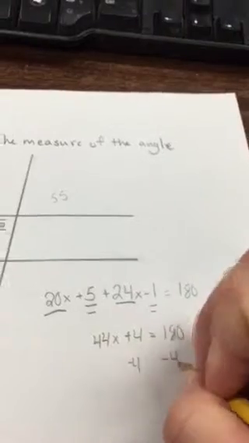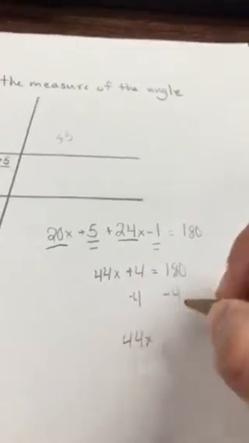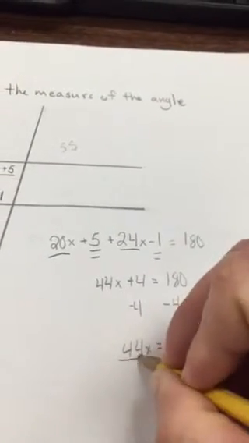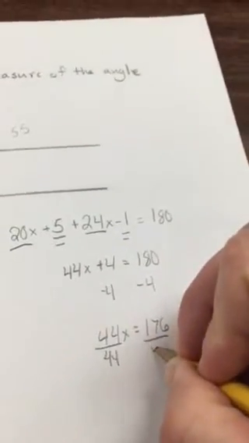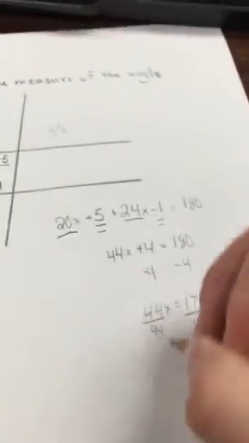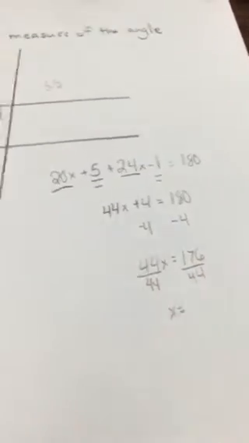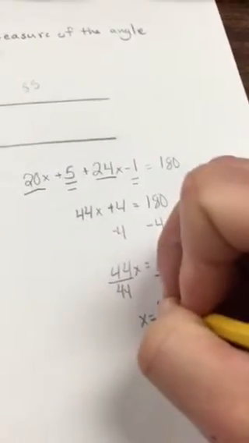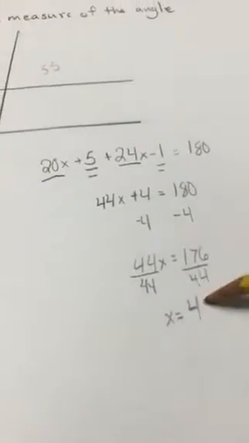Subtract 4. 44x equals 176. Divide by 44. And x equals, let's see, 176 divided by 44 is what? Yeah, it's 4. Okay. Now realize though, in this problem we're not done.